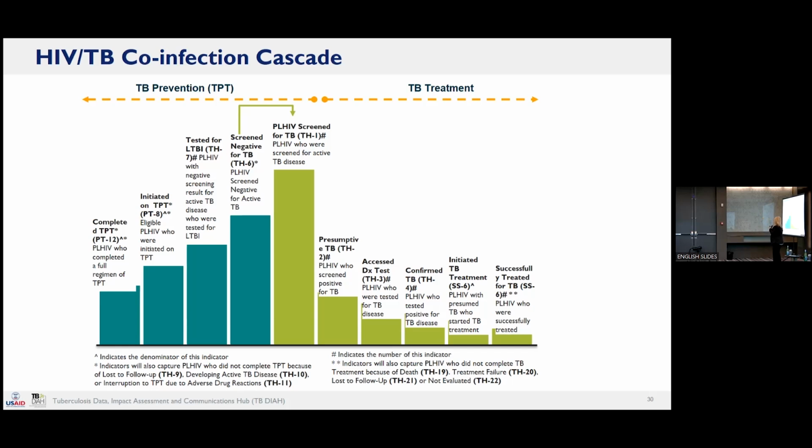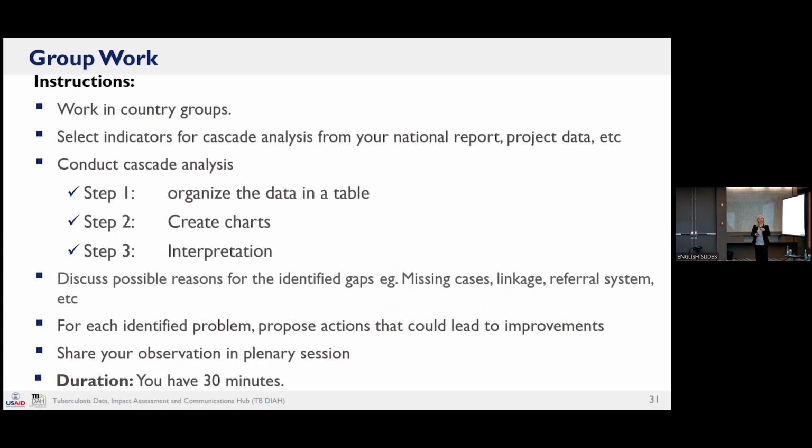So we can use an approach like that. Here are gaps as well. We can see that clearly. Those were tested for LTBI, and then it says that they were eligible, so they should have started the treatment, and they have started. So there is basically no gap in there. But the number of completed cases is much smaller.